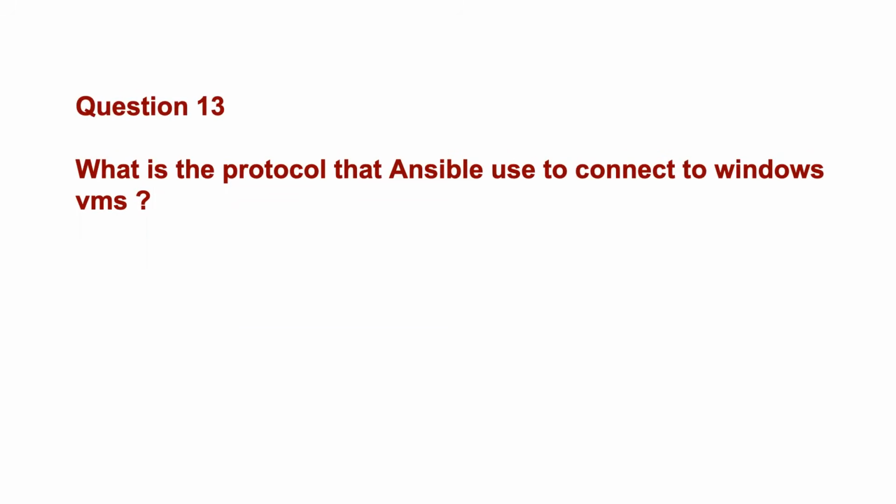So question number 13 is, what is the protocol that Ansible uses to connect to Windows VMs? This is a straightforward question. You can say Ansible uses WinRM to connect to Windows, and it uses SSH to connect to Linux.